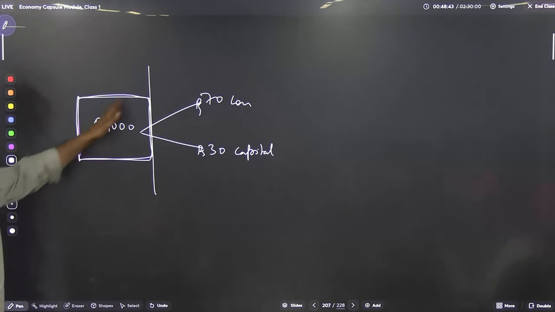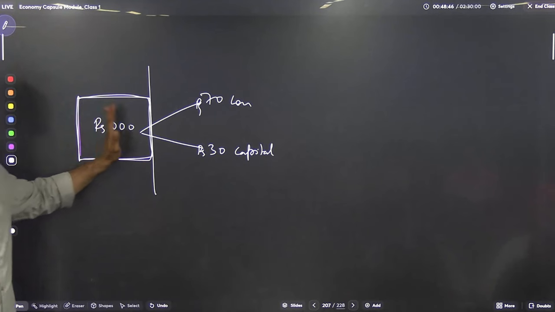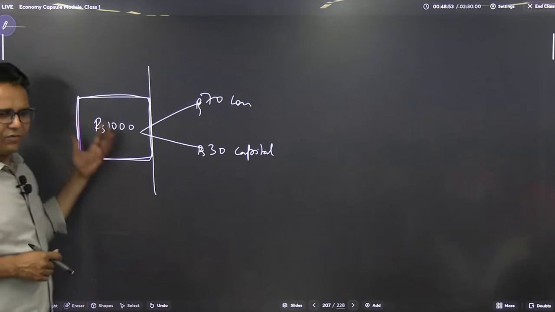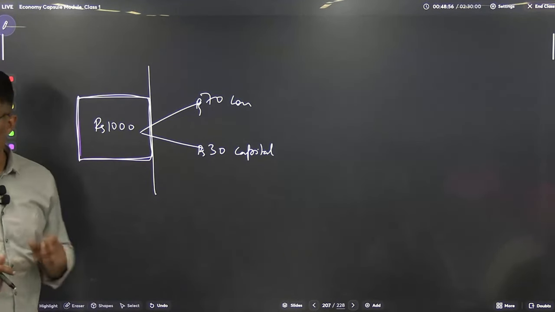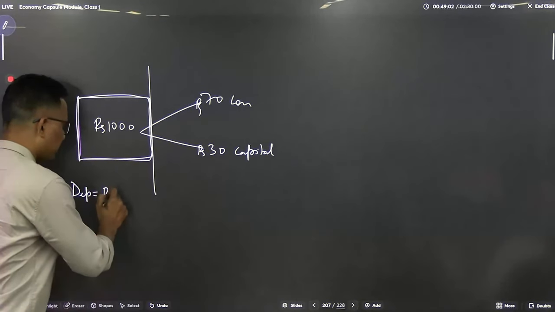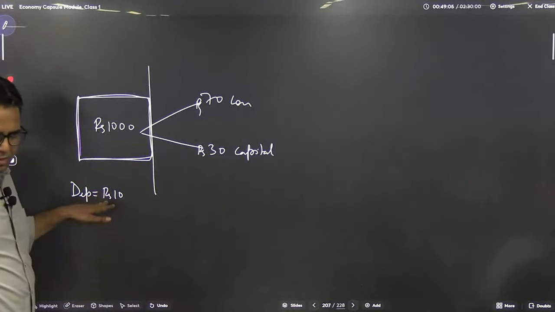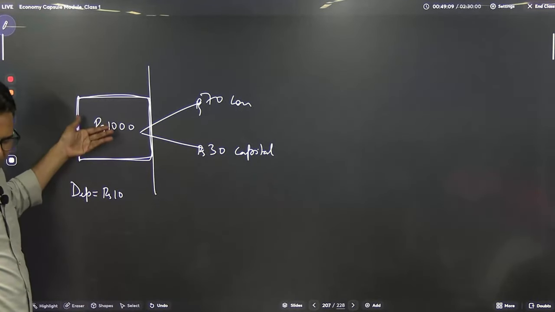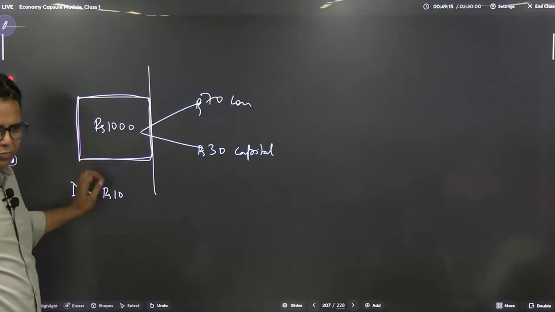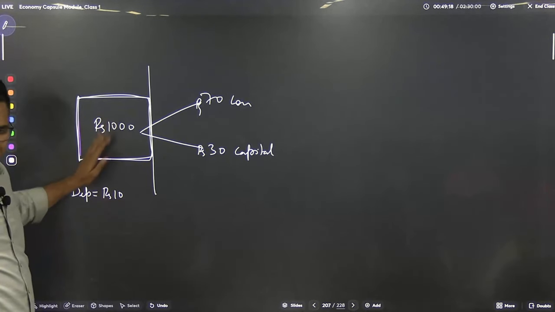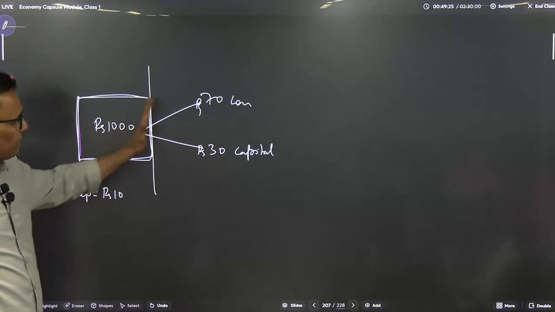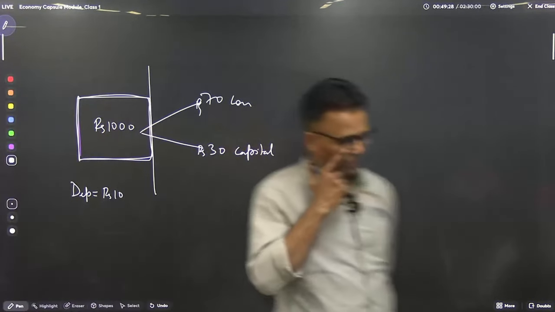Whatever is the value of the factory, it is not going to produce the same output. It worked for a year, produced 70 rupees of consumption goods and 30 rupees of capital goods. Now, when this factory worked for a year, there was some wear and tear, which is called depreciation. Let's say the wear and tear was rupees 10. Rupees 10 means if we have to correct it, it will cost rupees 10, right?